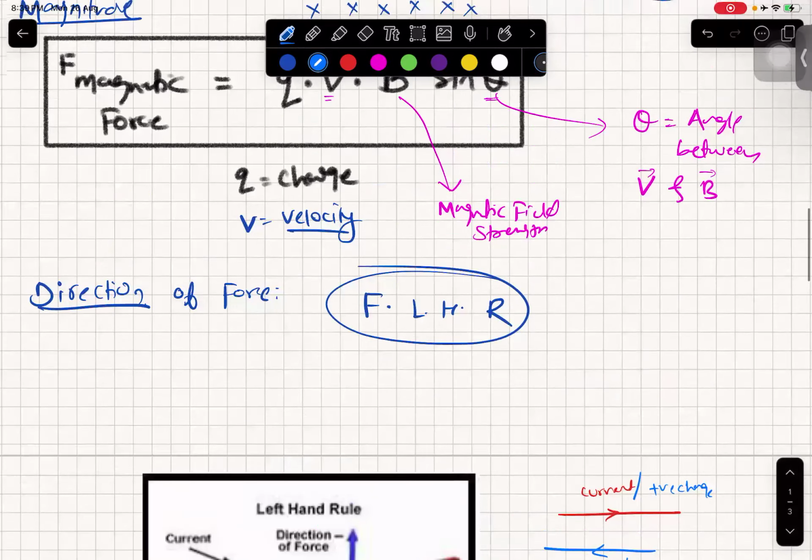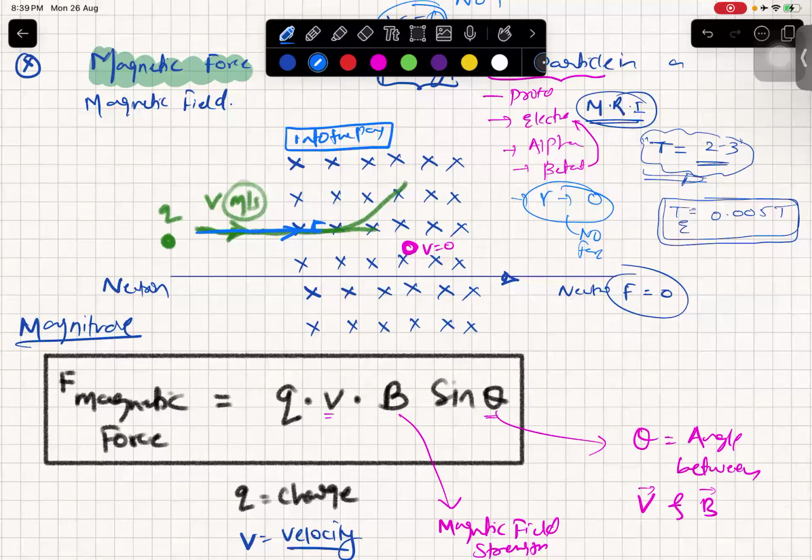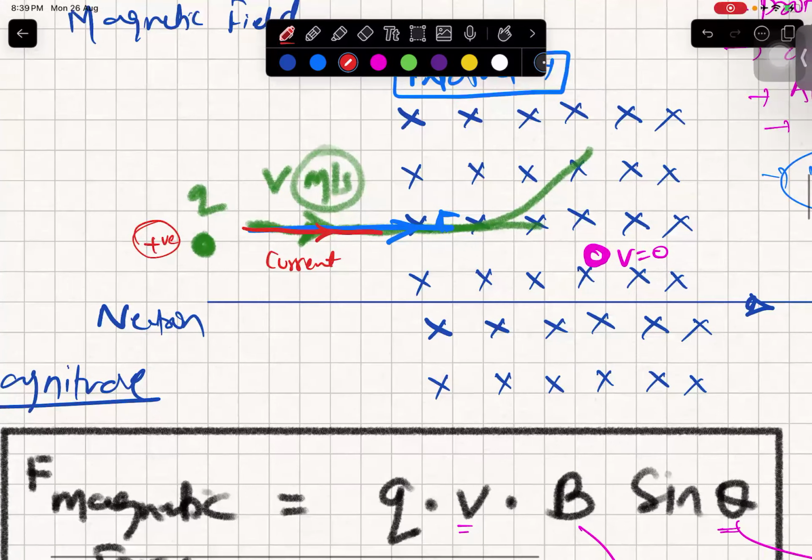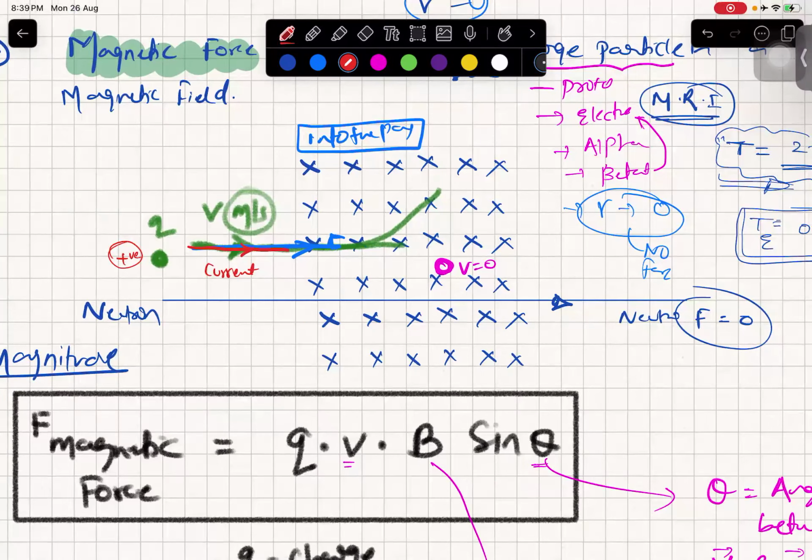So let's say I did not say this Q is positive or negative. Let me just tell you that this is a positive charge. The positive charge is moving to the right. That means that's the same as the direction of current, right? So according to Fleming's left hand rule, the current is going in this direction. You will place the second finger, which is pointing from left to right, the index finger pointing into the page, and then the thumb will be going up.